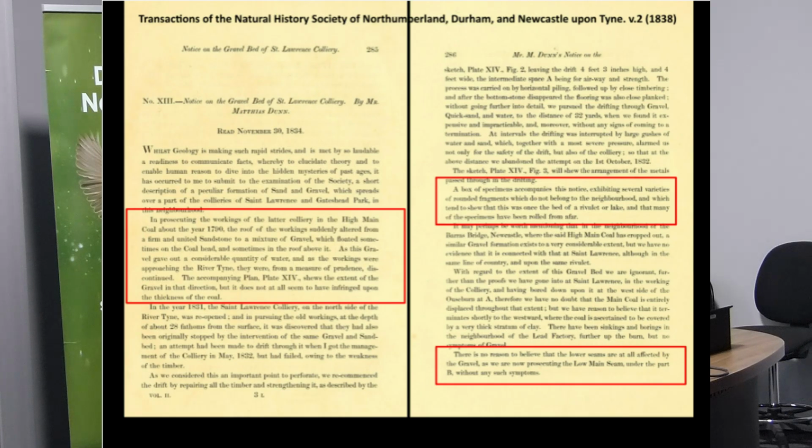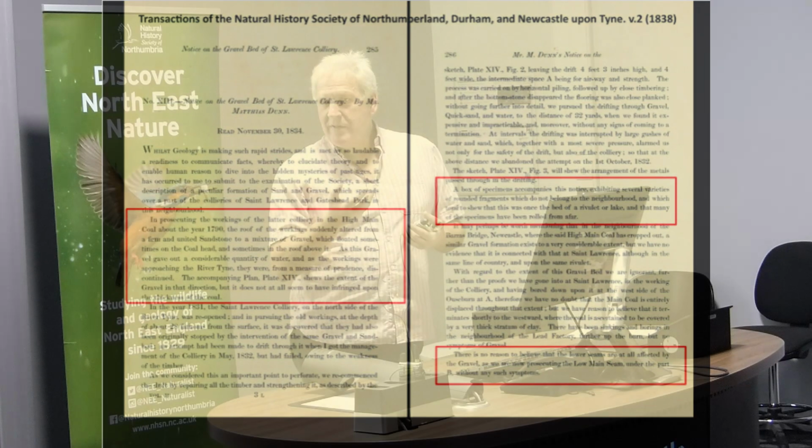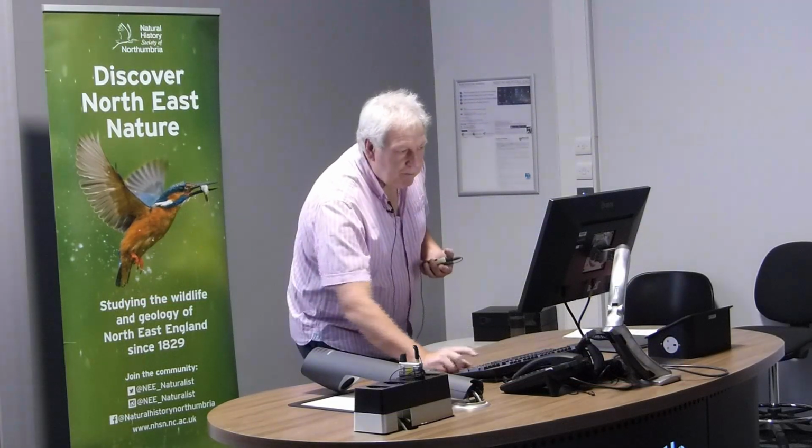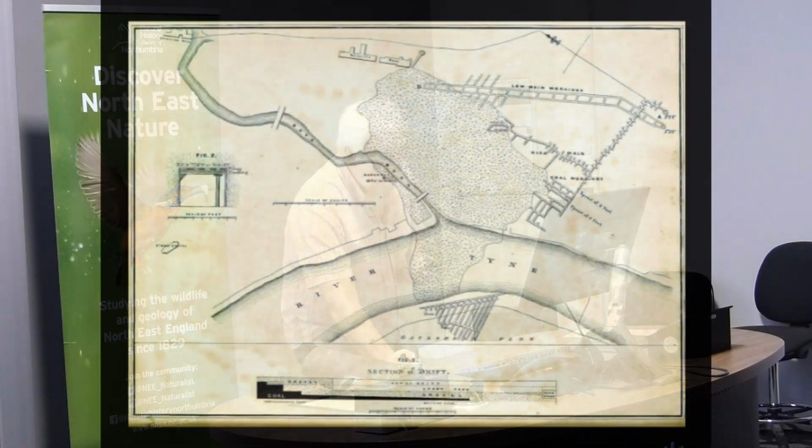And the pebbles and cobbles and things that came out of this gravel, it says here that they sent the boxes of specimens with this letter to the Natural History Society. I'd love to know where that is, if it still exists, because it says here there's no reason to believe that the lower seams are at all affected by the gravel, so we are now processing the lower main seam. But these are glacial pebbles, meltwater pebbles. So again, if you can identify some of the exotic pebbles in there, it can tell you where they come from. And this is a plan that you did at that area.